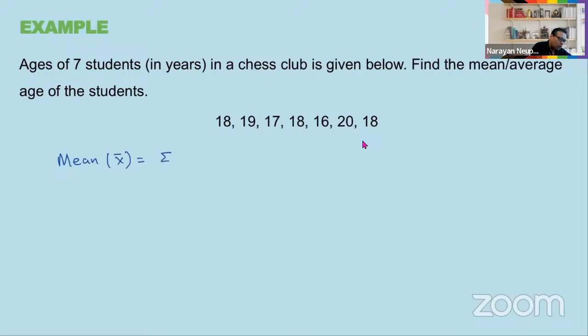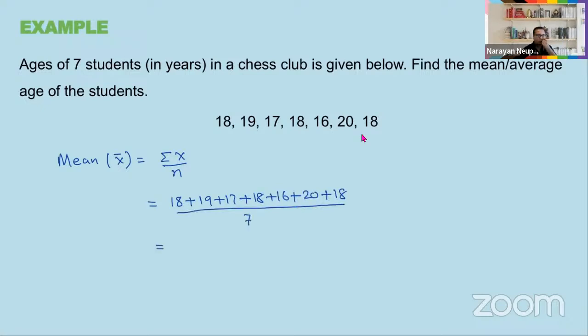So the mean, denoted by x bar, is equal to, if it is ungrouped, sum of x over n. So now you have to find the sum of all those numbers. That is, we have 18 plus 19 plus 17 plus 18 plus 16 plus 20 plus 18. Is that how we find the sum? And then we divide by the total number of observations. There are 7 students.